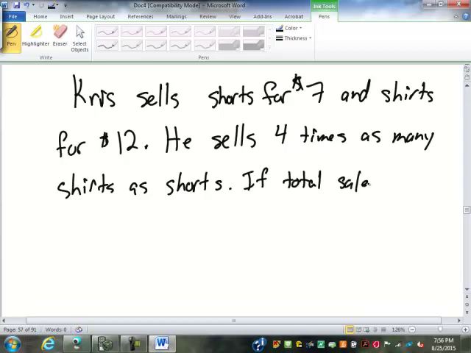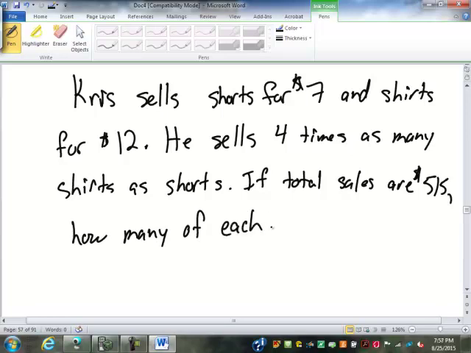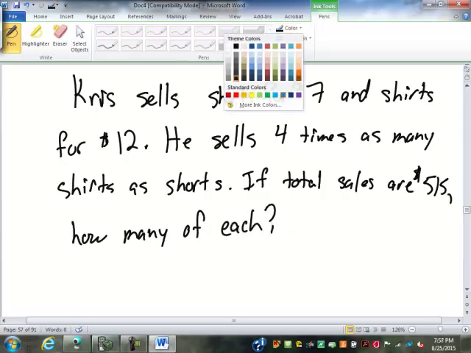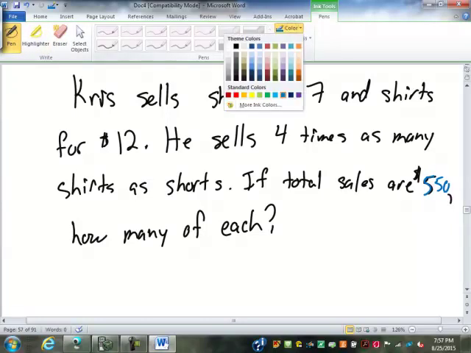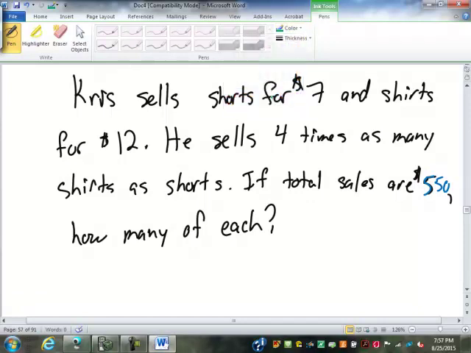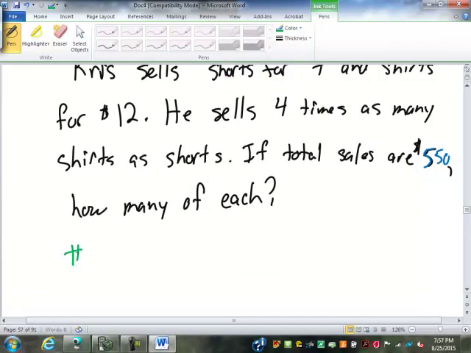The total sales are $515. Again, how many of each were sold? Did I do that right? I'm going to change this to make this work better. Let's make that $550. That'll work better. So again, we have number of shorts, number of shirts.